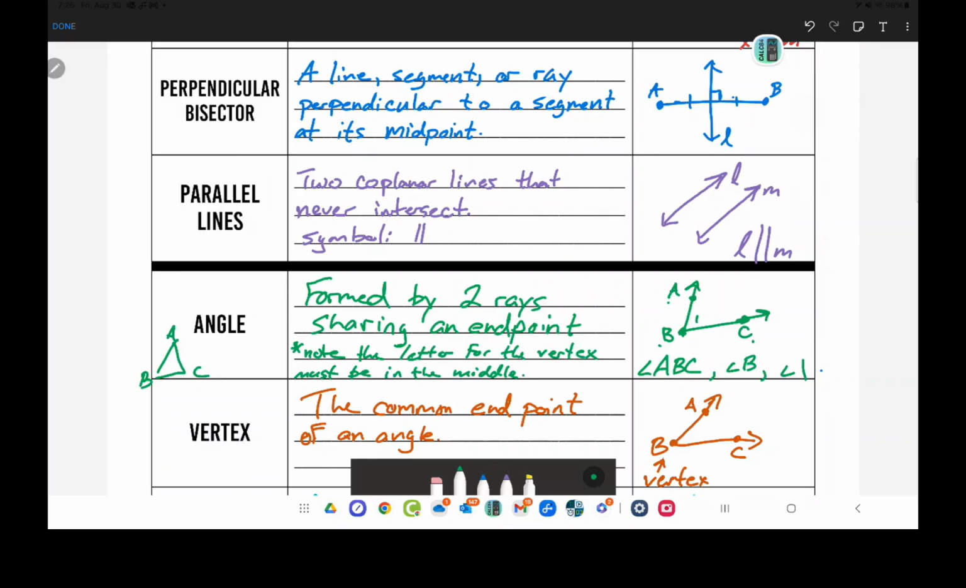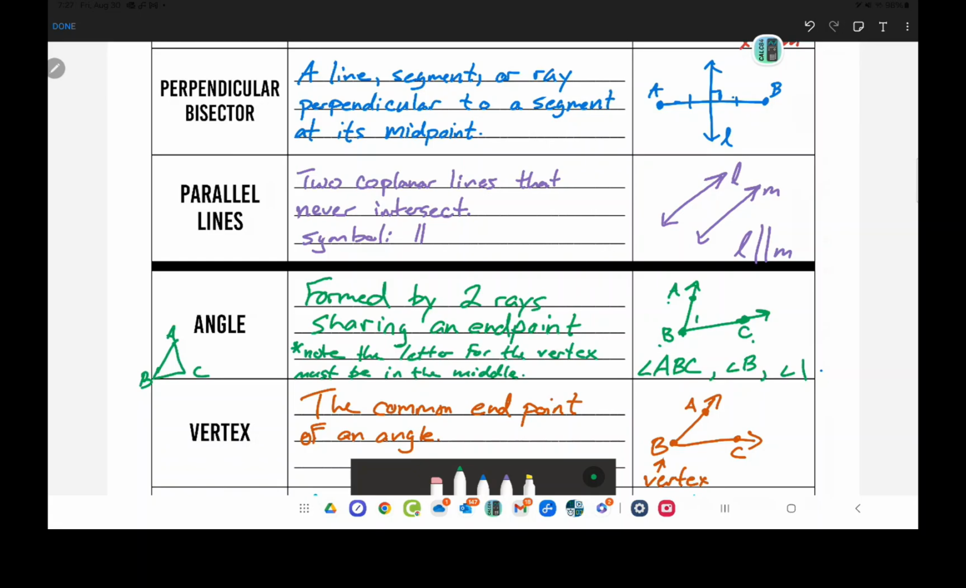Now, the other way we can name angles, for example, looking at this triangle, how many angles are at the vertex B? Only one. How many angles are at the vertex A? One. How many at vertex C? Only one. If there's only one angle there, you could just use the vertex as the name of the angle. So angle A, and that will be angle C.